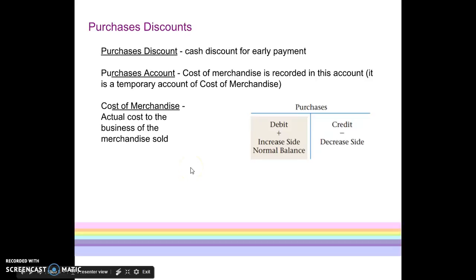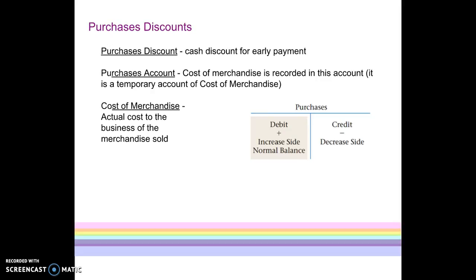So, purchases and purchases discounts. Purchases is an account that is used for purchasing merchandise. The purchases discount account is used when we have a cash discount for early payment. That's when we use it to record that journal transaction. The purchases account is the cost of merchandise. It is recorded in this account. It is a temporary account of cost of merchandise.